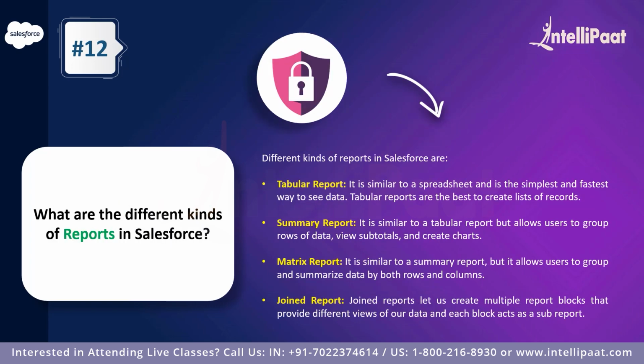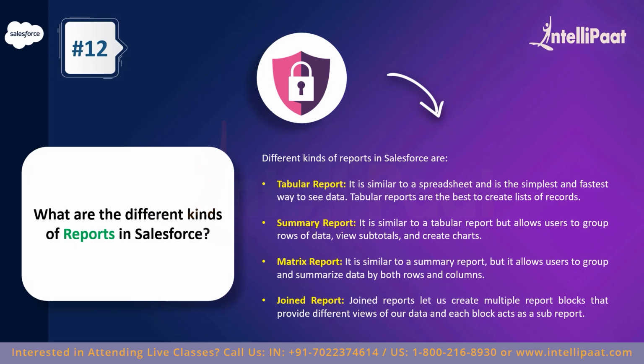And then coming to question number 12, it says, what are the different kinds of reports that are present in Salesforce? Well, there are 3 or 4 very important kinds of reports that you have to know about. We have the tabular report, the matrix report, the summary report, and of course the joined report. Now, the tabular report is extremely similar to what a spreadsheet would look like, right? It's simple. You can figure out the data in a rapid way, and it's one of the best ways to easily create a list of records and use them later, right?